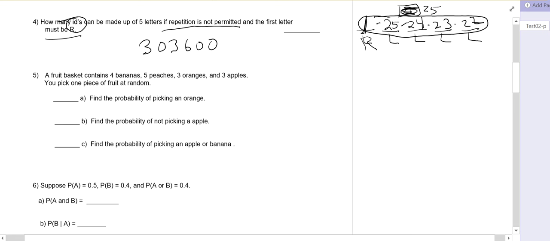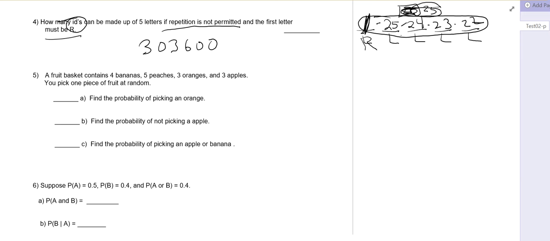So again, this was a special case because the first letter had to be R. I only have one choice here, right? But the second thing I had to realize is that, well, I've selected something. When I get to the second letter, there's only 25 choices. And so therefore, my number starts at 25, not 26. Got it? All right, let's move on to probability.